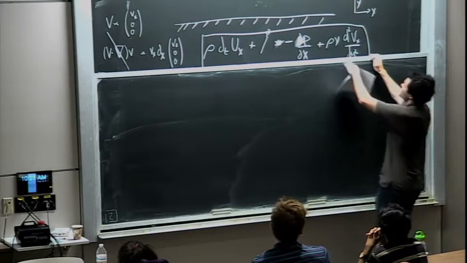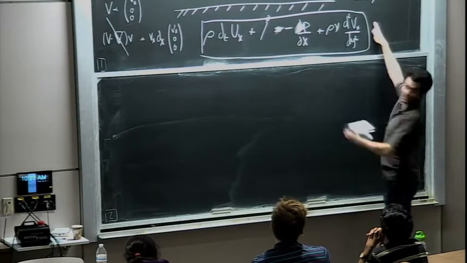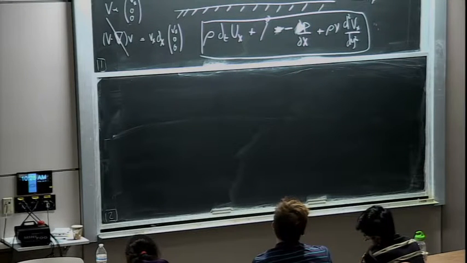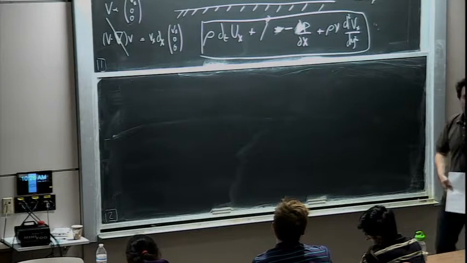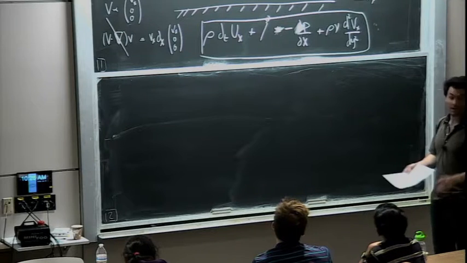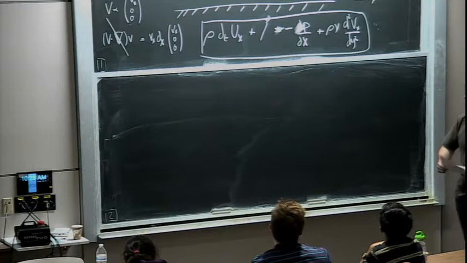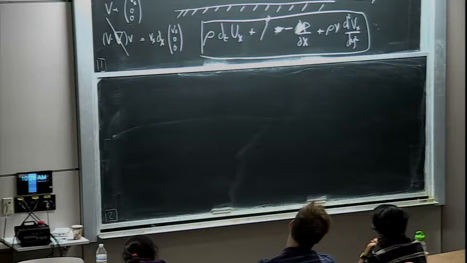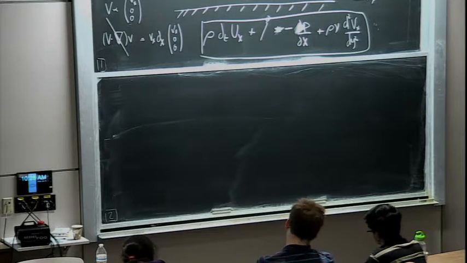This is dy squared. Sorry, I'm missing a little bit of real estate. Oh, exactly, good question. So we've reduced our equation by making these simplifications. Now we have to worry about our boundary conditions. So what are our boundary conditions?